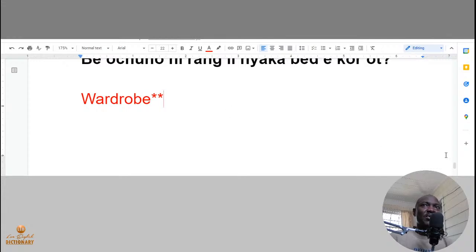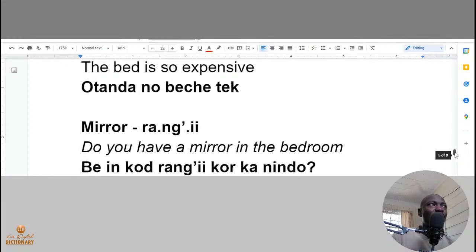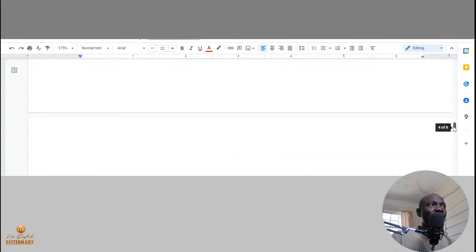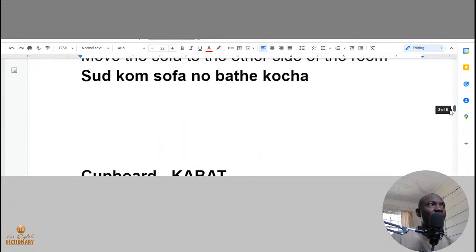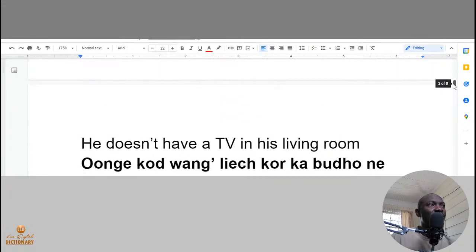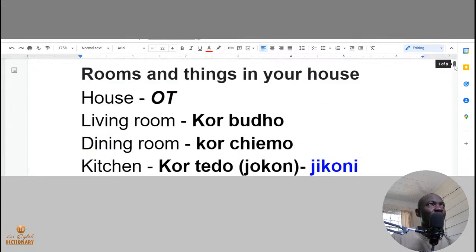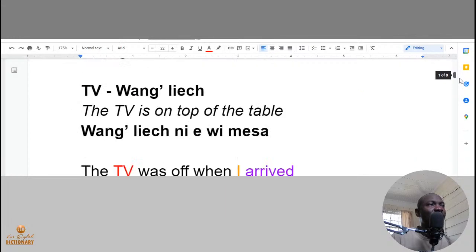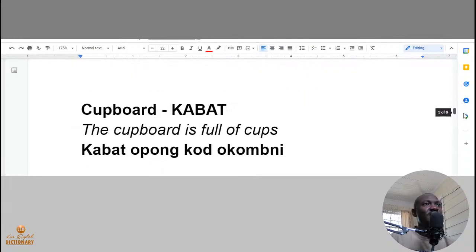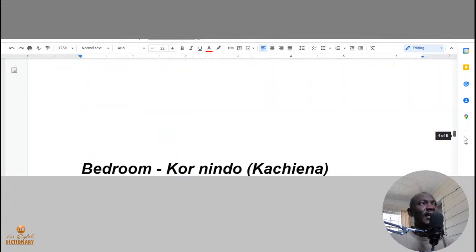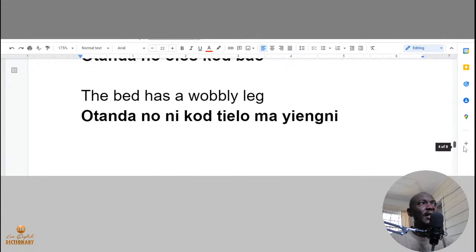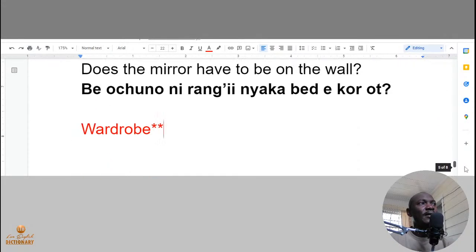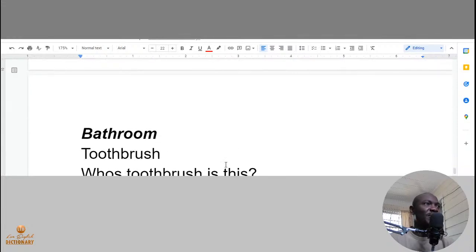That is a bedroom. Oh, this is a long stream, man. That's a bedroom. Now we've talked about the bedroom. We've talked about all the things in the bedroom. And we've also talked about the living room. So we've talked about the living room, we've talked about the bedroom. So let's talk about the bathroom.